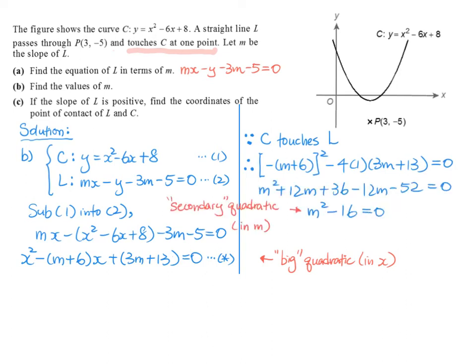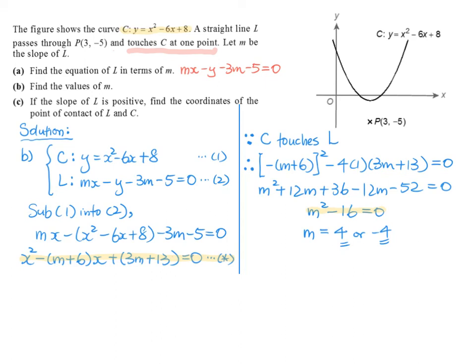Then with some simplification, now you've arrived at another quadratic here. Okay, and I call this the secondary quadratic, because it's built on using this original big quadratic. And in this one, the variable is m, not x anymore. So don't get confused with the three different quadratic equations involved in this question. In the beginning, we have this quadratic for the C. Then we have this big quadratic by combining C with L. And then from here, we build on and we get this secondary quadratic, and it's in m, not in x anymore. So the answer is 4 or -4 for the slope.